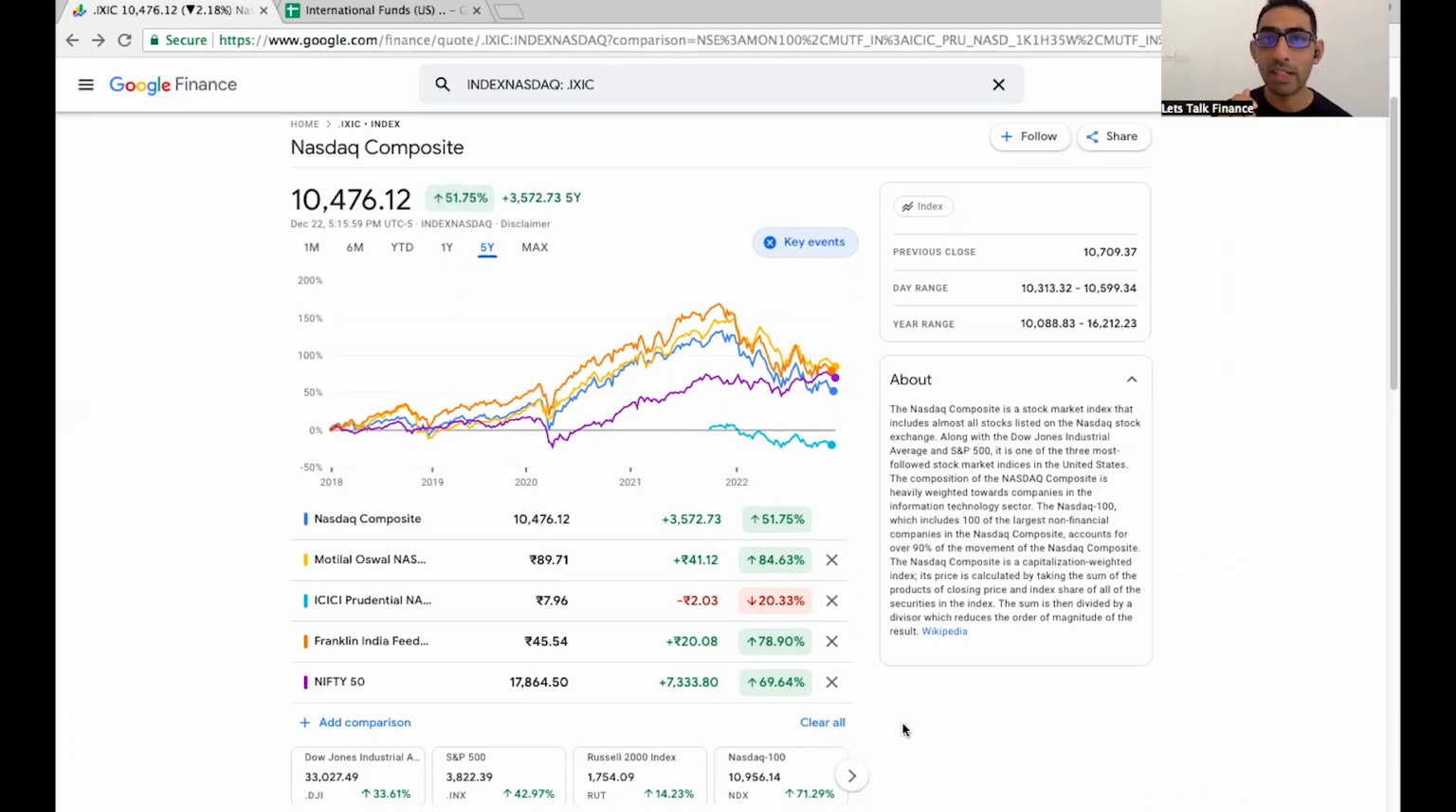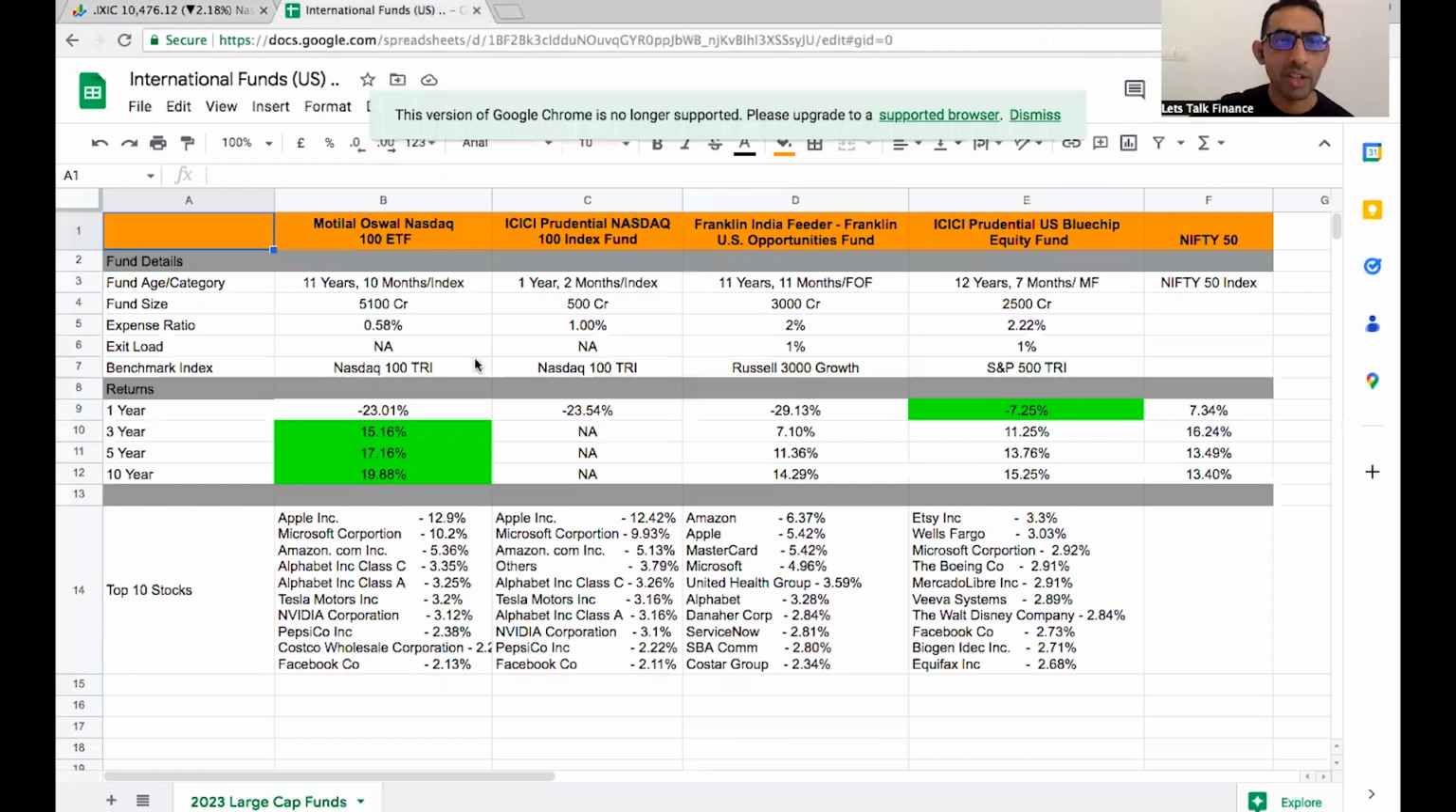Nifty is up 70%, guys. Nifty has been outperforming Nasdaq even on a 5 year time frame. So just keep that in mind. Don't invest everything in international funds. Keep Nifty as your base, or Indian indices as your base, 70 to 80%, and then maybe 20-25% in Nasdaq or international stock markets.